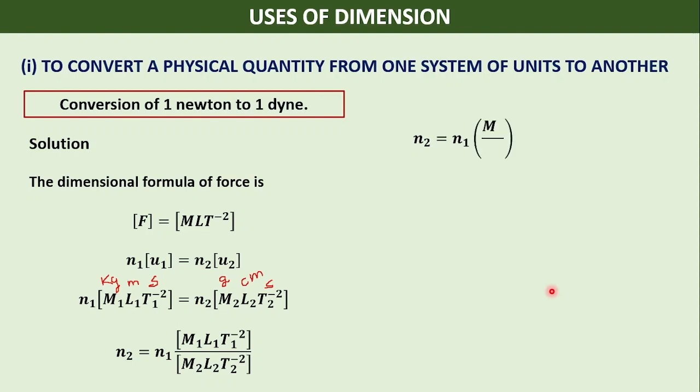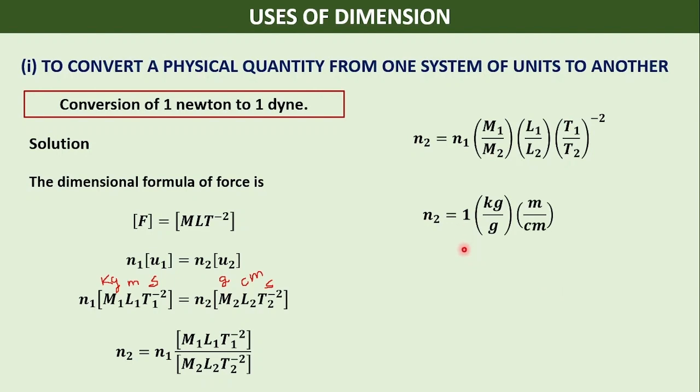So rearranging, n2 equals n1 (m1 divided by m2)(l1 divided by l2)(t1 divided by t2) to the power minus 2. Let us substitute the values. n2 equals n1 is 1 Newton, then m1 is kilogram, m2 is gram, l1 is meter, l2 is centimeter, then t1 is second, t2 also second, to the power of minus 2. Second cancel, 1 power minus 2 again 1. Kilogram can be written as 10^3 gram. Meter can be written as 10^2 centimeter.